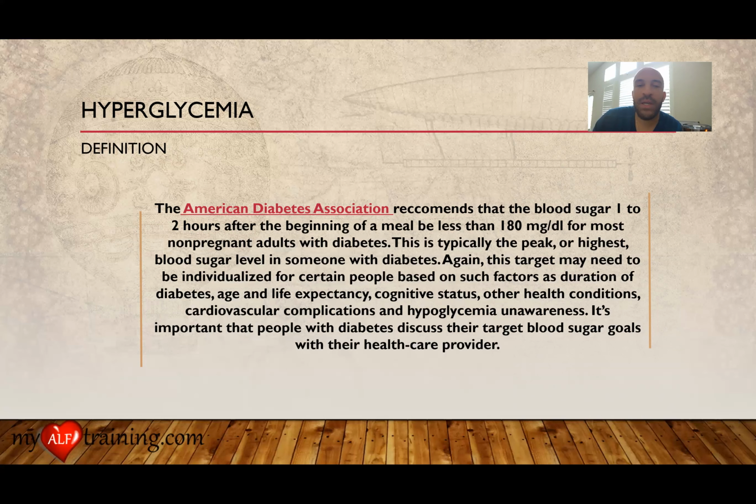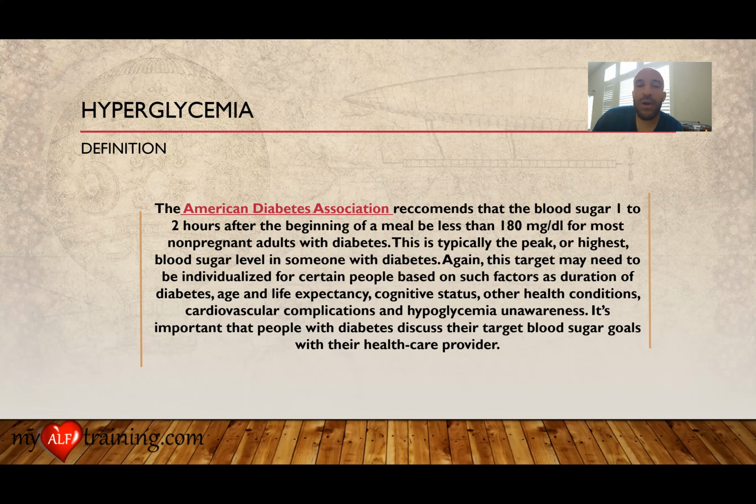So if they have diabetes, then within 1 to 2 hours after the beginning of a meal, not after they finish, the blood sugar should be less than 180. And this should be about the peak, the highest blood sugar level that we'll see in a patient, 1 to 2 hours after they begin their meal. Because that's when the food's just starting to get broken down, all the sugars and carbohydrates are being extracted from the food that they just took in, and now this is translating into the bloodstream.